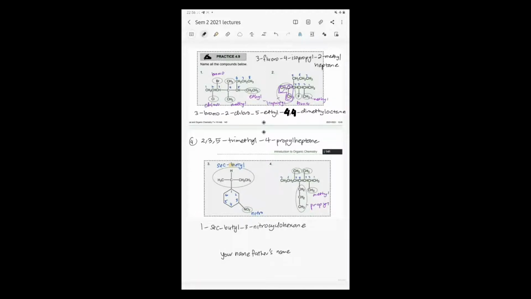Okay, but in naming the organic compound, there is no space between your name and your father's name, your parents' name. Actually it's like this: we have substituent and parent chain. Usually there is no space between the substituent and the parent name. But make sure you state the positions of all the substituents.